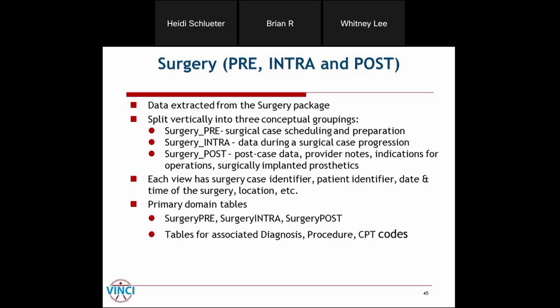The pre groupings include information on the surgical case scheduling and preparation. The intra is on that same surgery, and will be data during the surgical case progression. And the post will be that same surgery, but the post-case data, like provider notes, indications for the operations, surgically implanted prosthetics. So each of these views has a surgery case identifier and a patient identifier and a date and time of the surgery, location, etc. So you can track the same surgery across these 3 groupings, and it uses these primary tables.